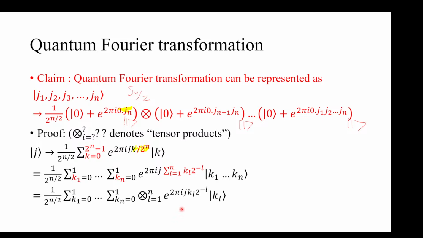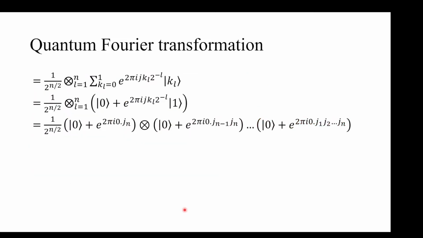So this summation over kl can be changed into a product over different l. So a product of e to the 2 pi j, still the same thing, times kl times 2 to the minus l. So this is just breaking the summation into products, and then grouping them into tensors of different kl. And then we're actually almost done.